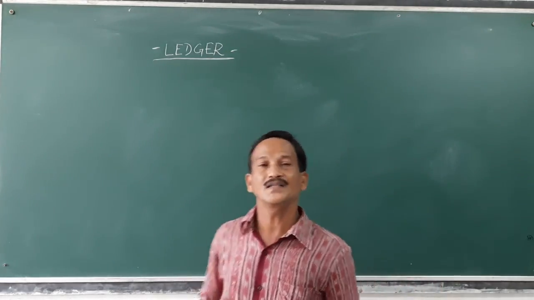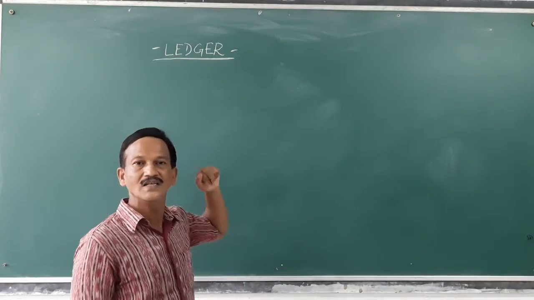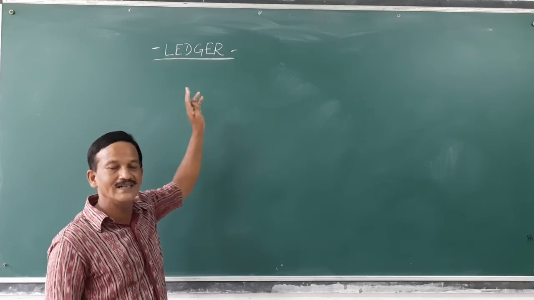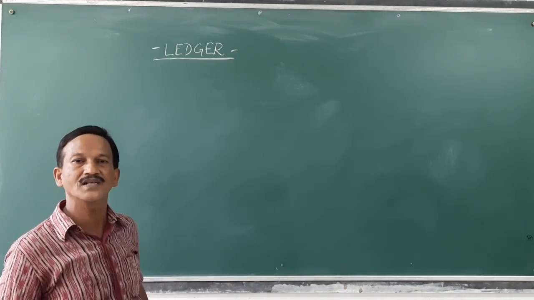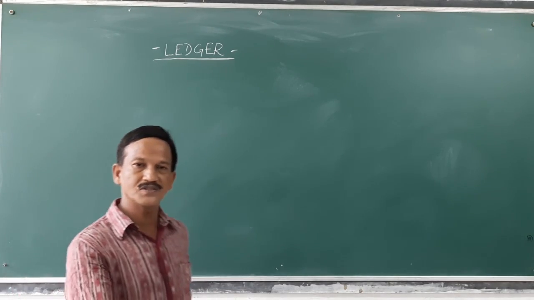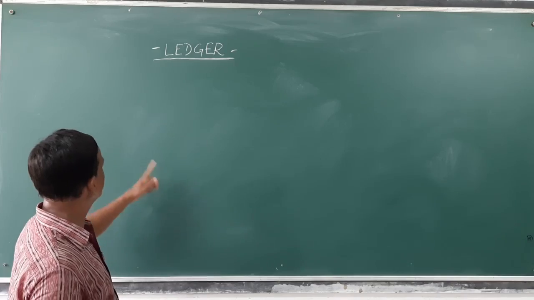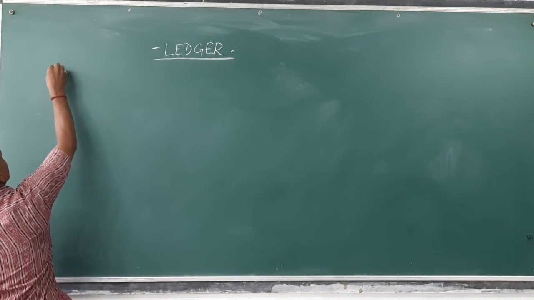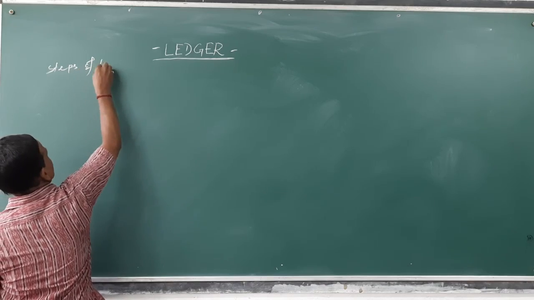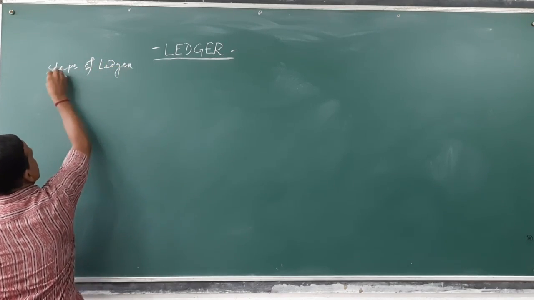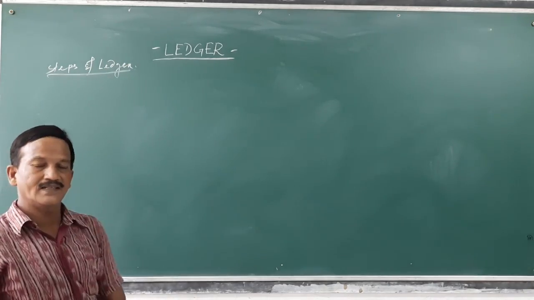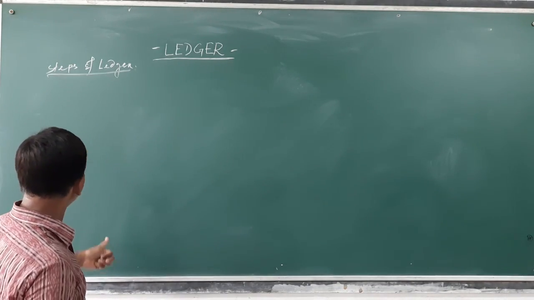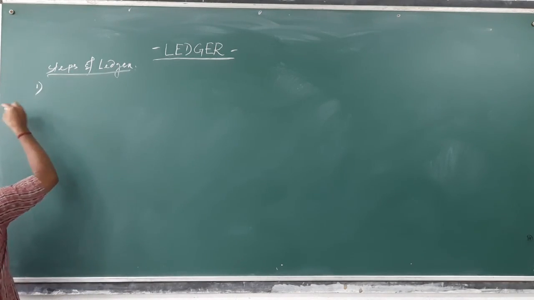That is the basic part of the ledger, that is how a ledger account is to be prepared. The ledger is basically a book in which the different accounts have to be maintained. Now the steps of the ledger: while we are going to record the transactions in the ledger account, the following steps are to be followed.